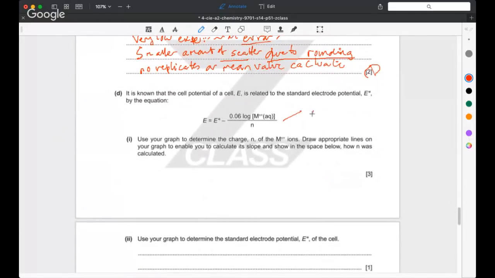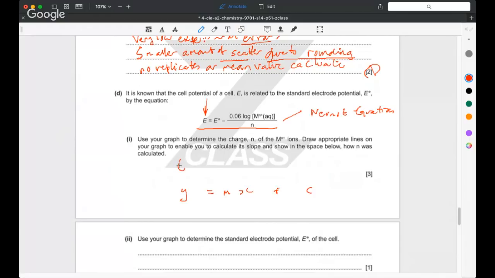Now, this is called the Nernst equation. And it allows you to calculate the voltage of a cell by looking at the standard cell potential, plus a little bit of a calculation over here. And what the examiner is trying to get you to spot is that even though that doesn't look like it, that is exactly of the form of the equation of a straight line that you know from your earlier maths, y equals mx plus c.